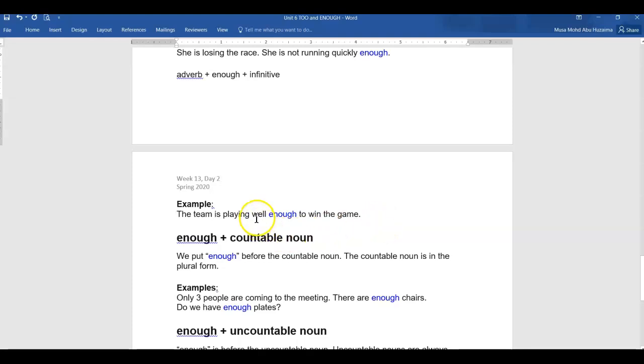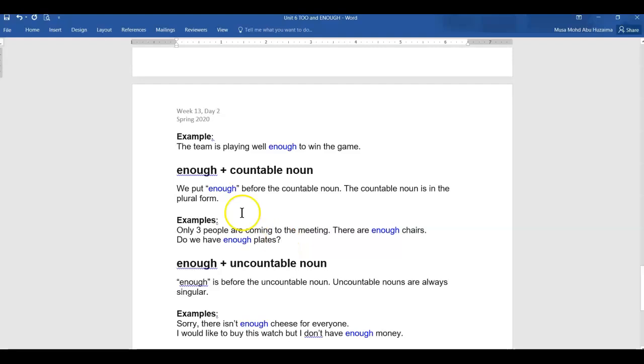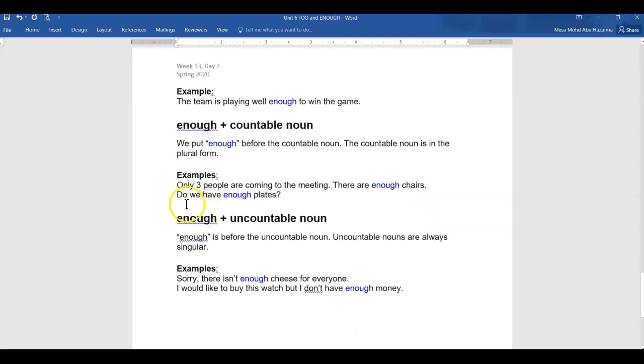So here we have well as adverb, enough plus infinitive, to win. We also use enough plus a countable noun. We put enough before the countable noun, not after, before. The countable noun is in the plural form. Example: only 3 people are coming to the meeting. There are enough chairs. So here we used enough before the countable noun, chairs.